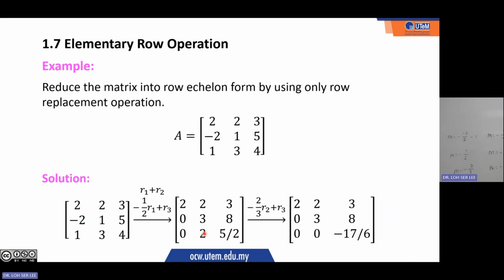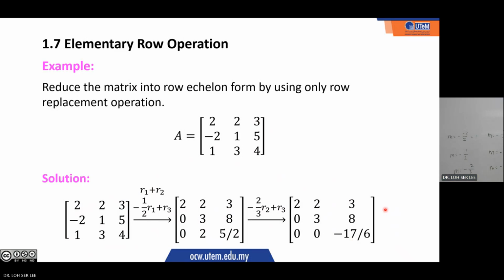And the last one, this one. So 3 times negative 2 over 3, negative 2. Negative 2 plus 2, 0. 8 times negative 2 over 3 is negative 16 over 3. Negative 16 over 3 plus 5 over 2, you get negative 17 over 6.